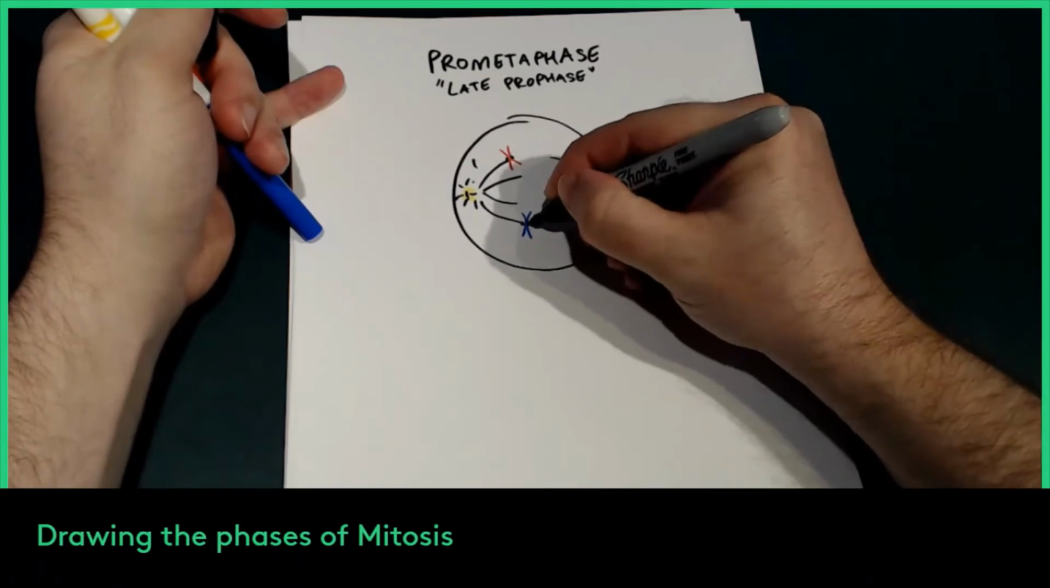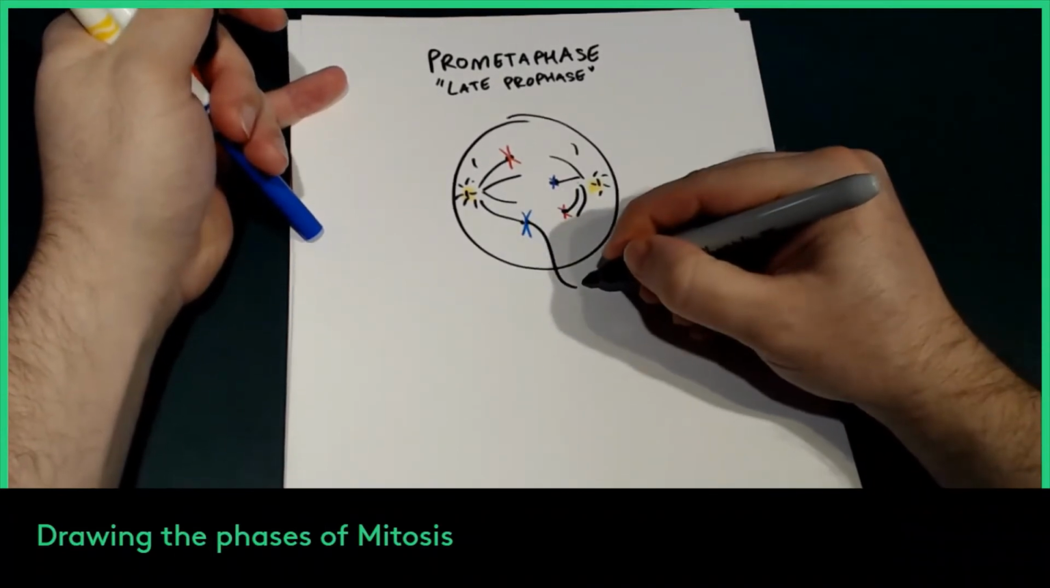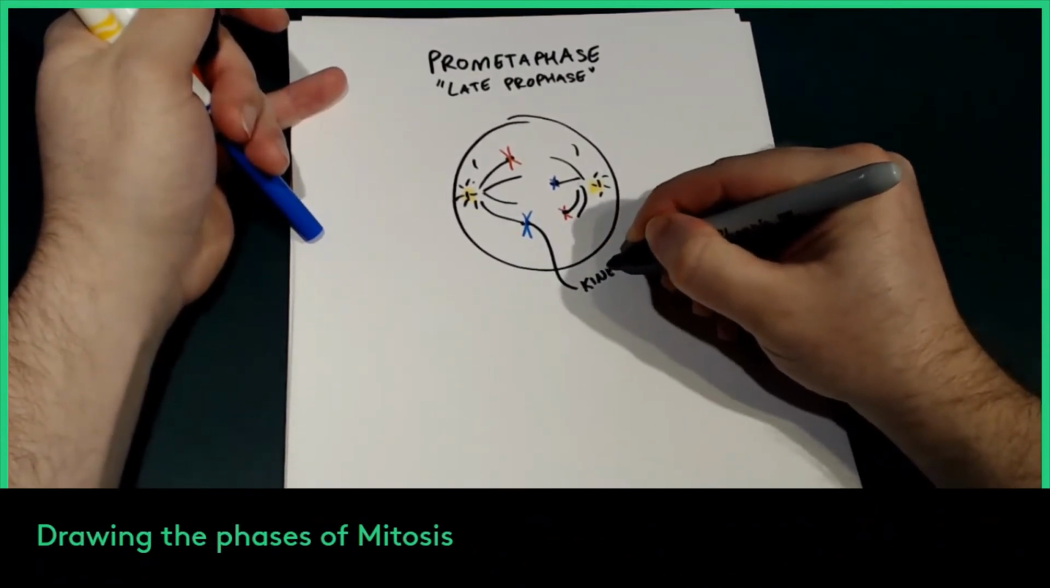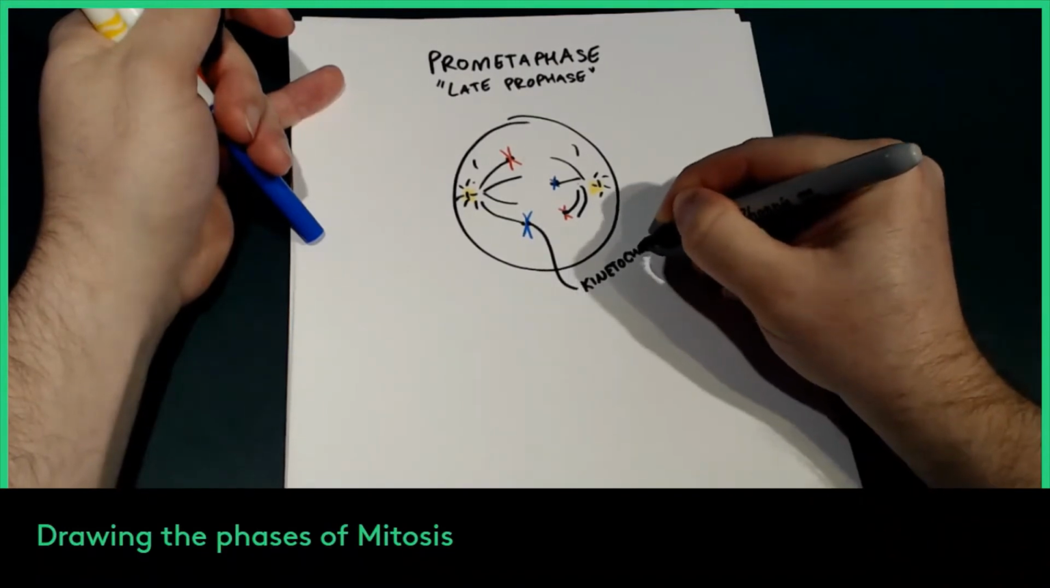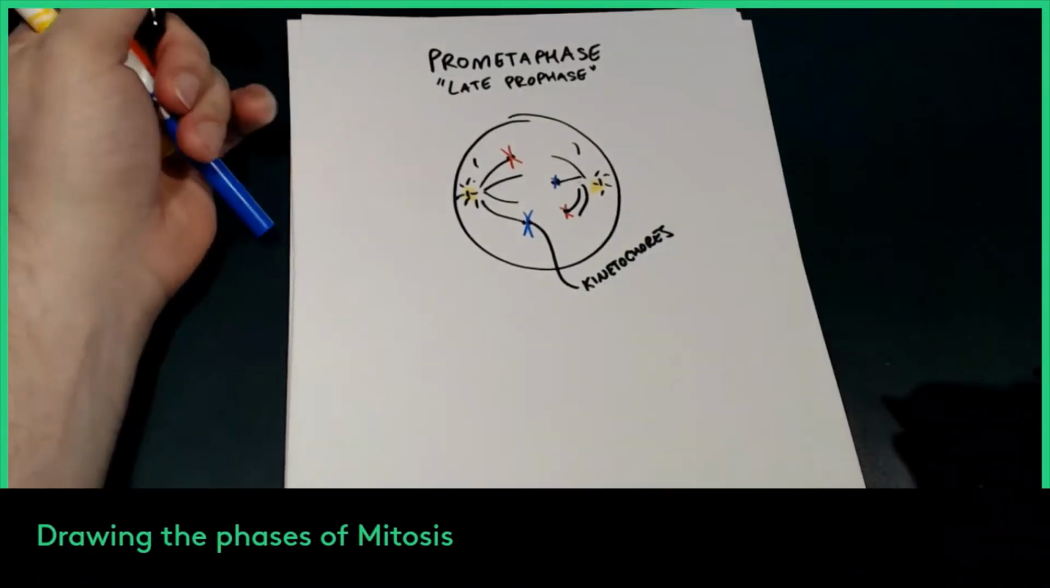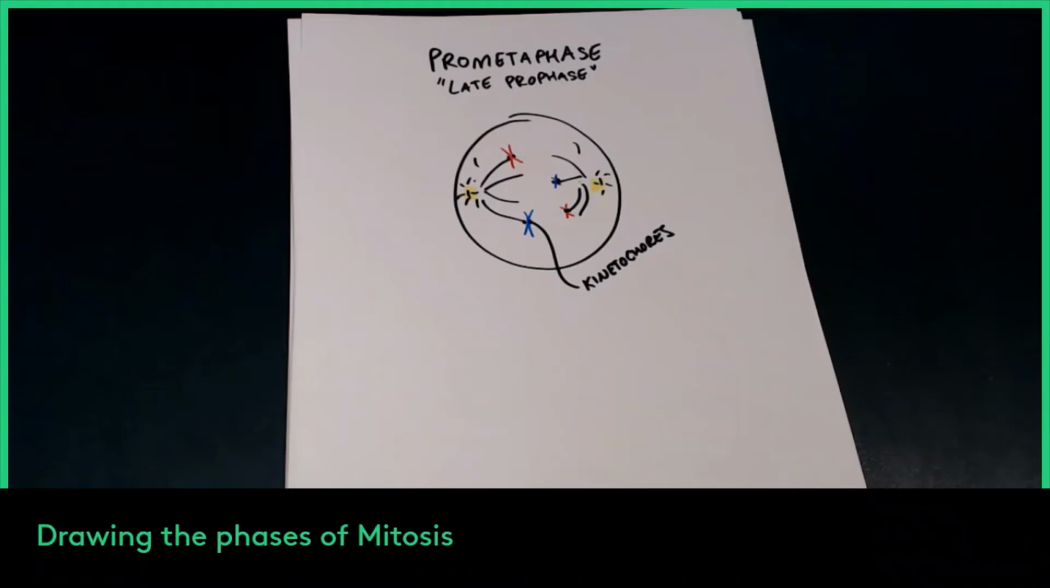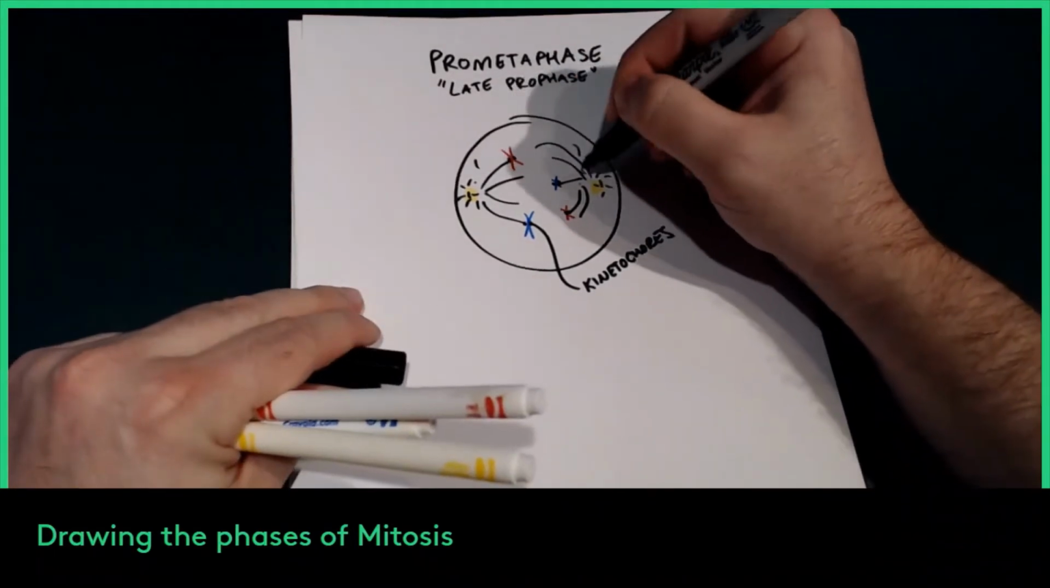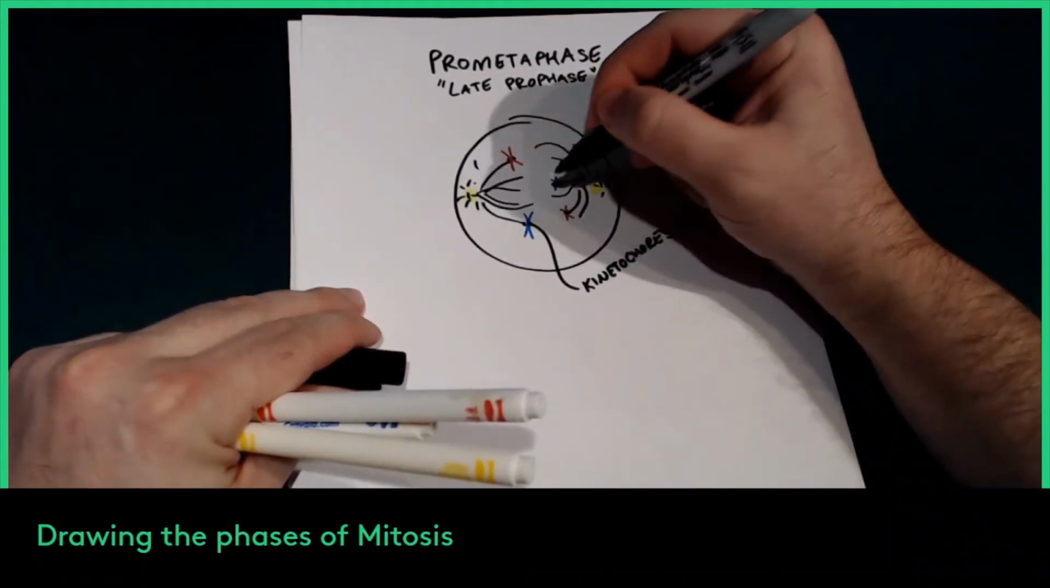So these little proteins are what we call kinetochores. Okay, so that's what the mitotic spindle is going to grab. And there's other spindle fibers that aren't grabbing anything, right? And they're just reaching out.